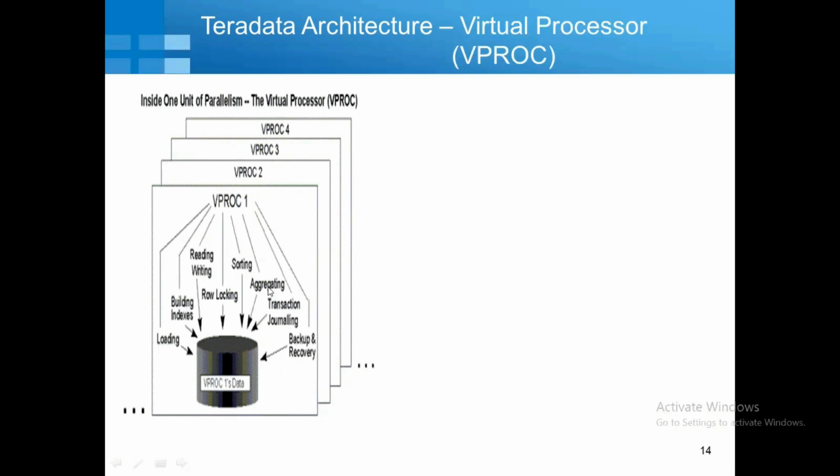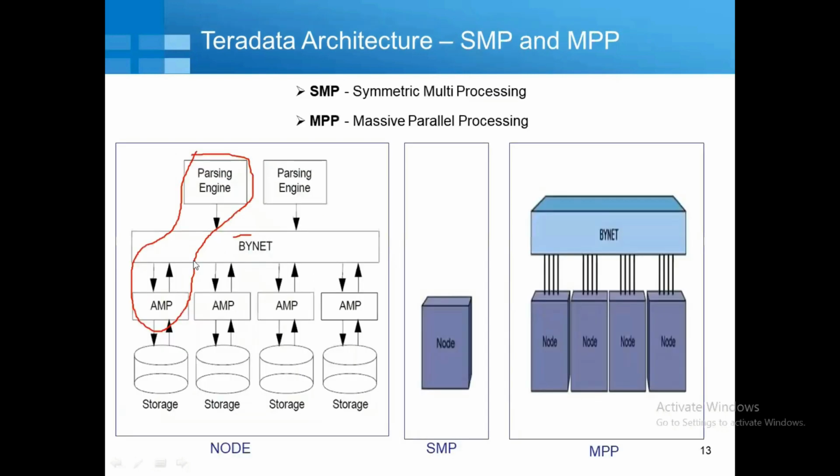I told you, the AMP will take care of aggregations, transactions and journaling, backup and recovery. The transaction, journals, fallback and backup, I will tell you after some time. The combination of Vproc we call one single unit. Multiple Vprocs will be available. This is one Vproc, and the same way another Vproc, another Vproc. The combination of Vprocs is called one node. The node is called MPP architecture.